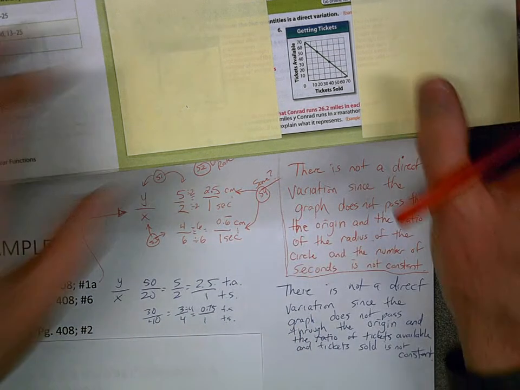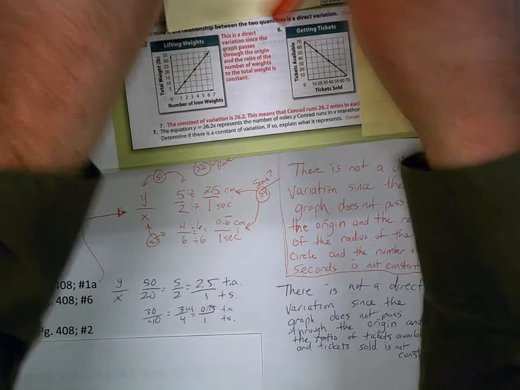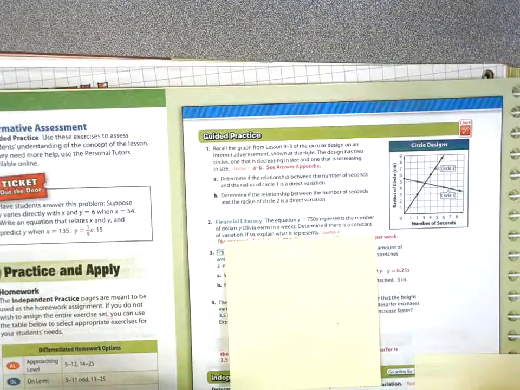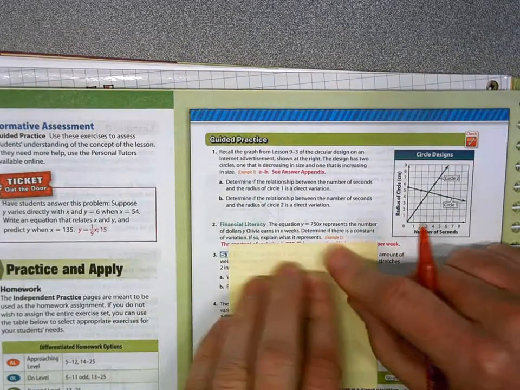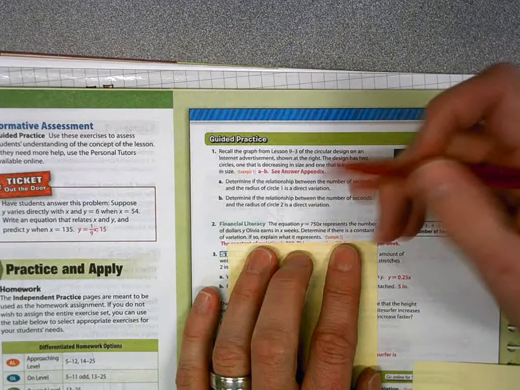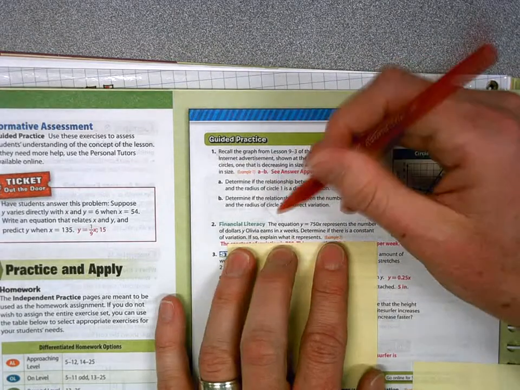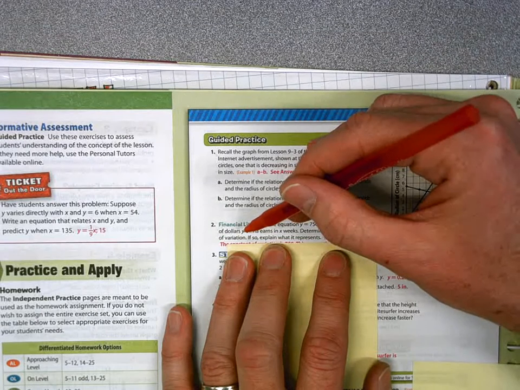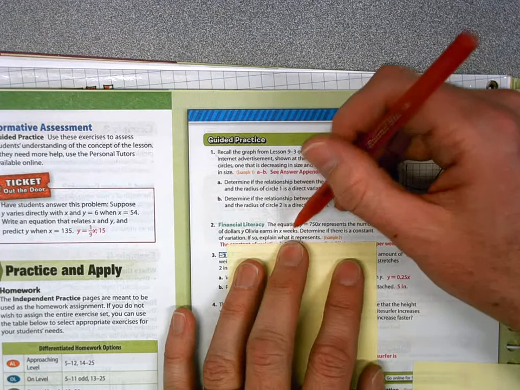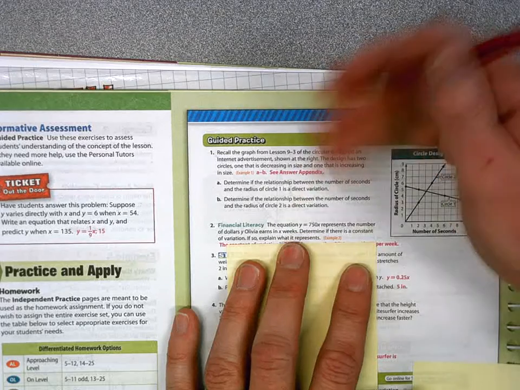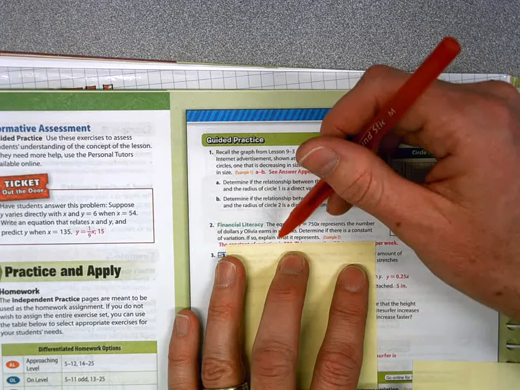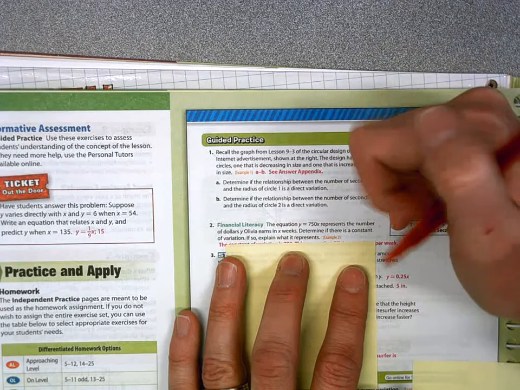Now, let's take a look at actually problem number two. All right, so problem number two. I know it's small, but of course you have your book in front of you. Financial literacy. It says the equation y equals 750x represents the number of dollars, y, that Olivia earns in x weeks. So the x is the amount of weeks she works. Determine if there's a constant of variation. If so, explain what it represents.